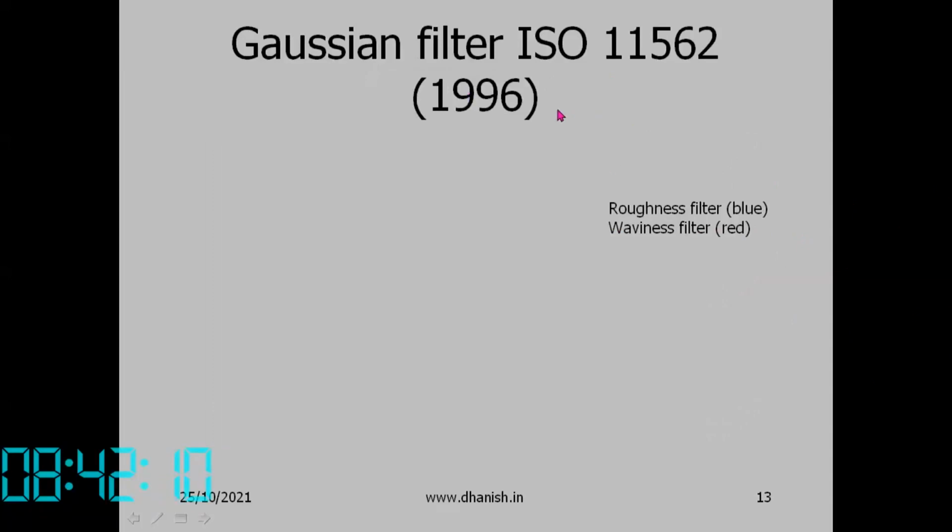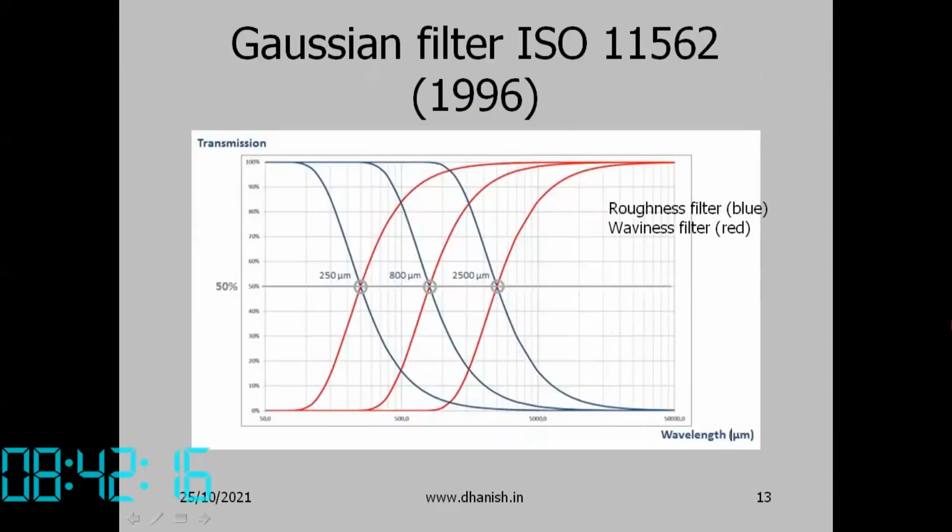So this is ISO, published in 1996. I think in the 90s also it was standardized. So according to ISO, the filter characteristic should be Gaussian in shape. So that is a cumulative normal distribution.